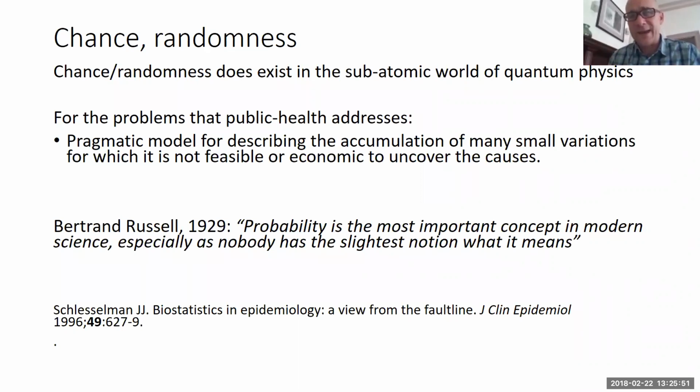This idea goes back to Gauss, where he just modeled the fact that astronomers in Europe were making little tiny errors in their measurement of where the asteroid was. I've got a quote from Bertrand Russell on this slide: "Probability is the most important concept in modern science, especially as no one has the slightest notion what it means."